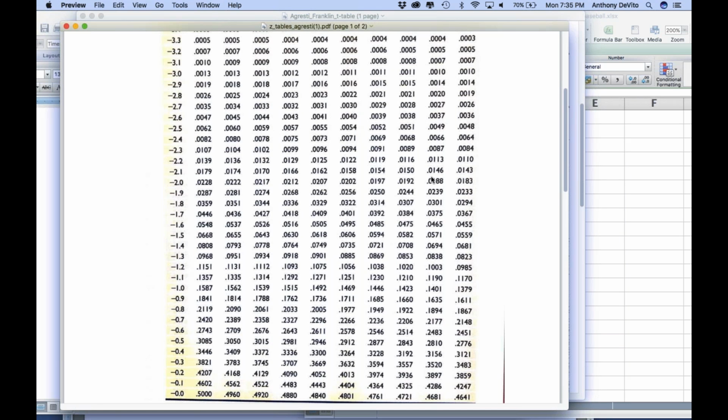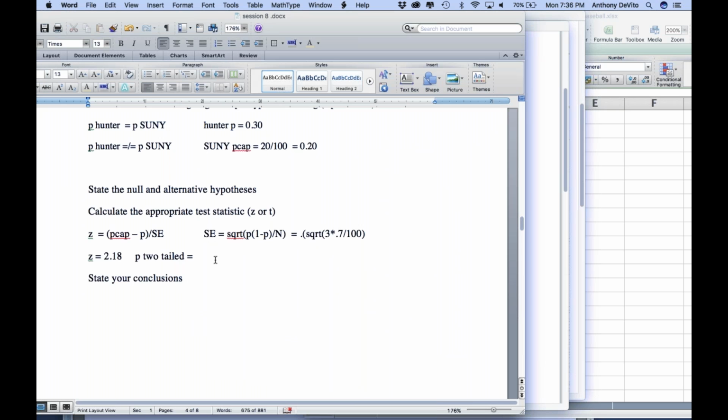Negative 2.18, 2.1 is about 1.5%. But that's only on one tail. I have to double that because it's a two-tail test, right? Okay, so 1.5% doubled is about 3%. So our p-value, our probability of being wrong if we reject the null hypothesis, is 3%.